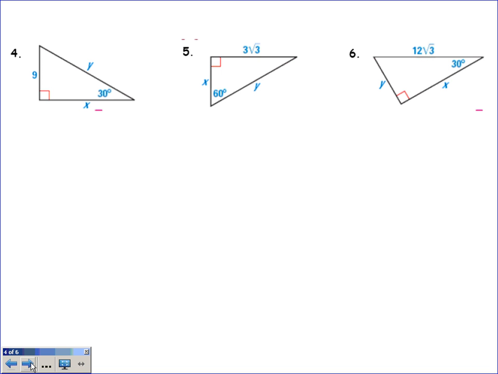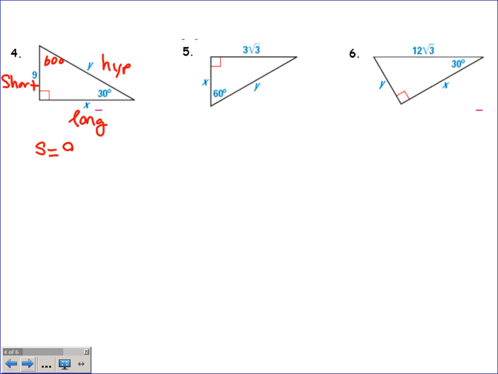Okay. Number 4. This is a 60-degree angle. What's across from 60 degrees? What side is across from 60 degrees? The long side. What's across from the 30? The short. What's across from the 90? The hypotenuse. Excellent.